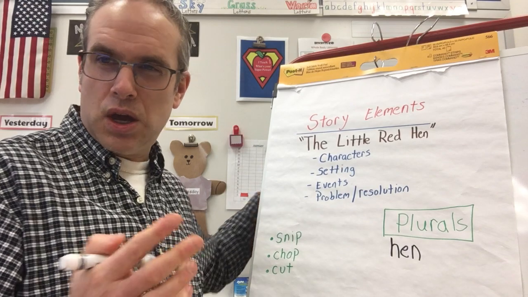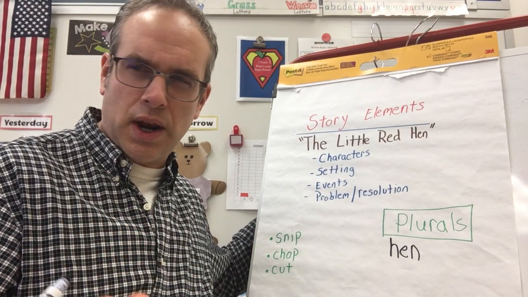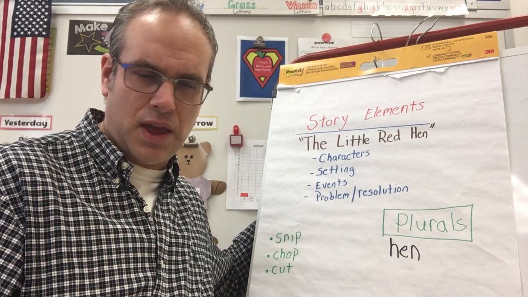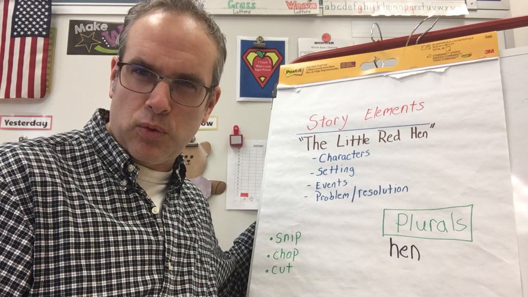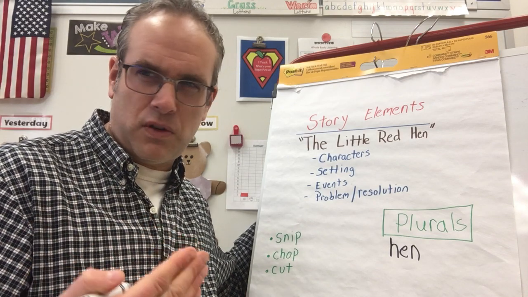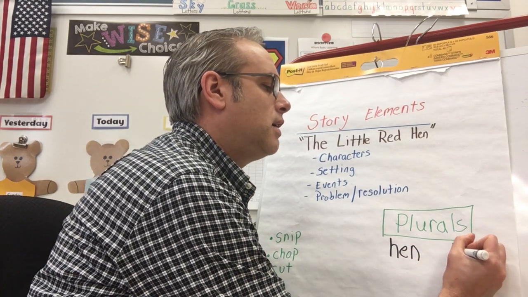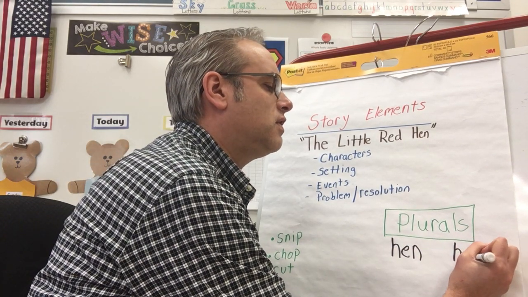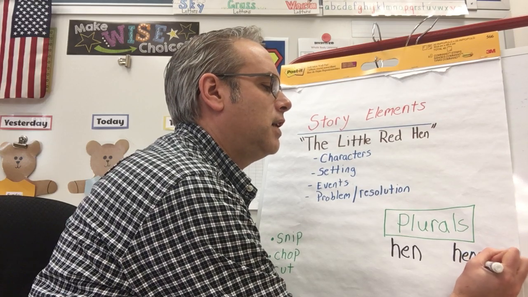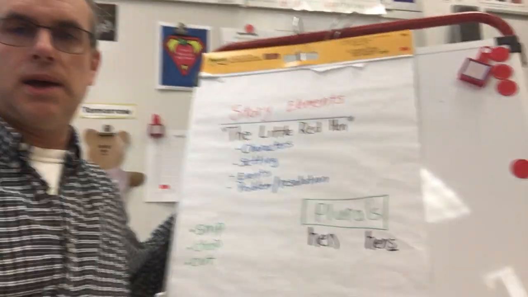Now, if we wanted to write and show that there was more than one hen, all we do is add an S to the end. Adding an S to the end of a word turns it into a plural. It means it's more than one. One hen, more than one, or two hens. So we add an S at the end. See my S there at the end?